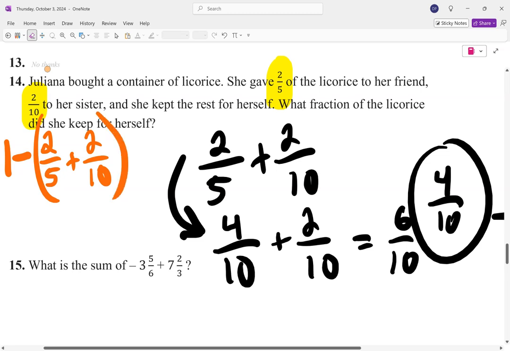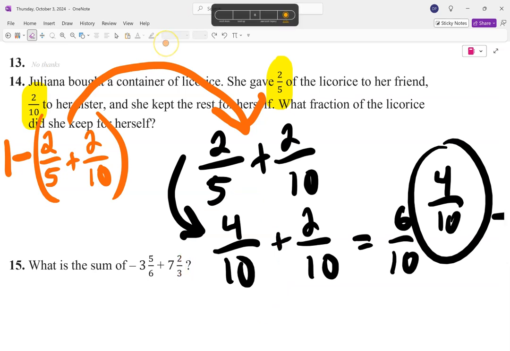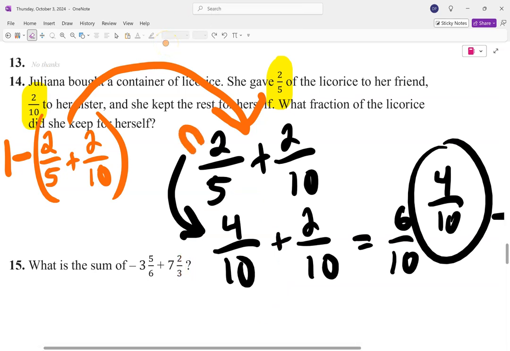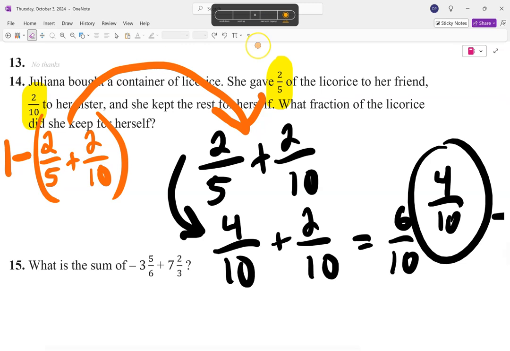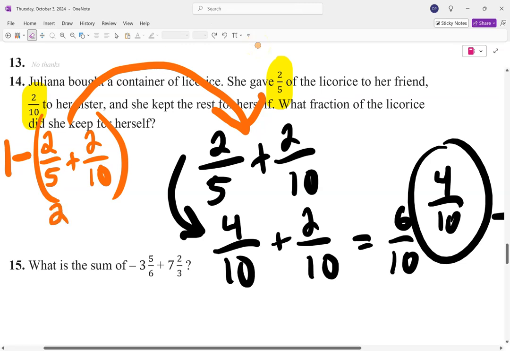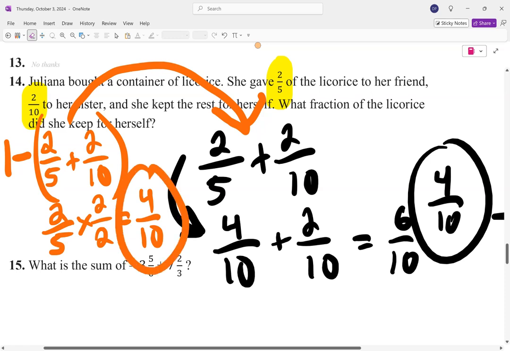That's how I would write it. So first step is to do what's in parentheses here. We get a common denominator, and I did want to go back because I didn't have time to write the multiplying of the 2/5. So I'm going to go 2/5 times 2 over 2 makes 4/10. Okay, that's how we got the 4/10.